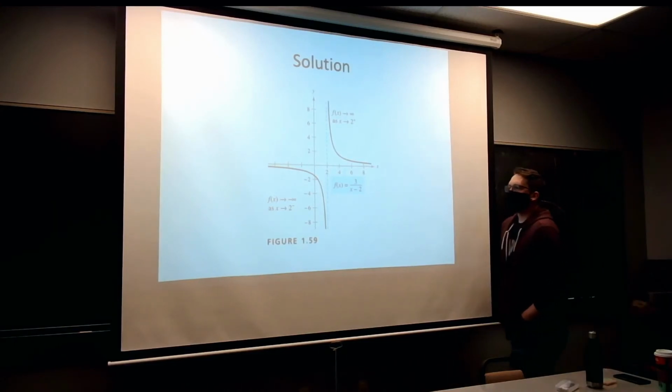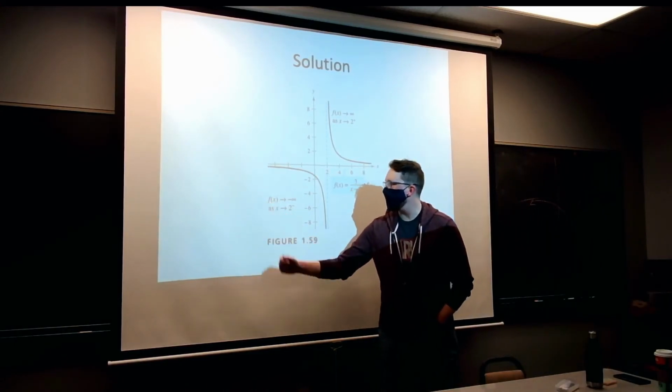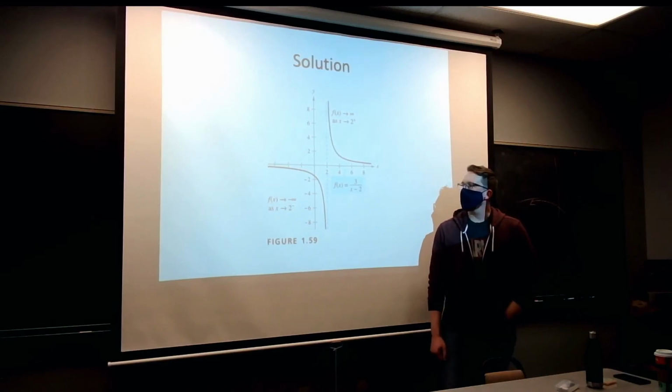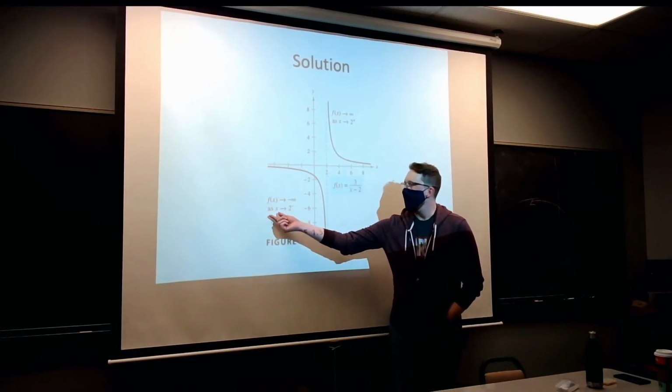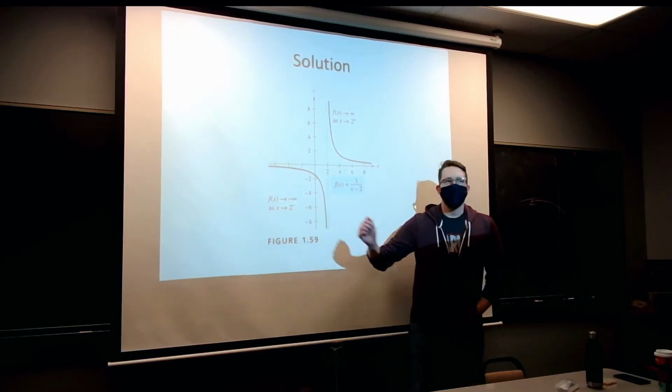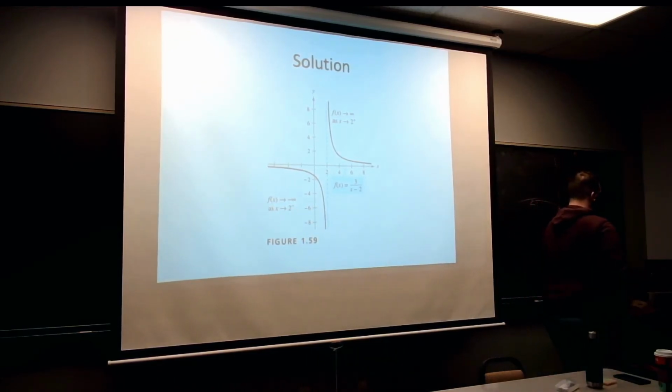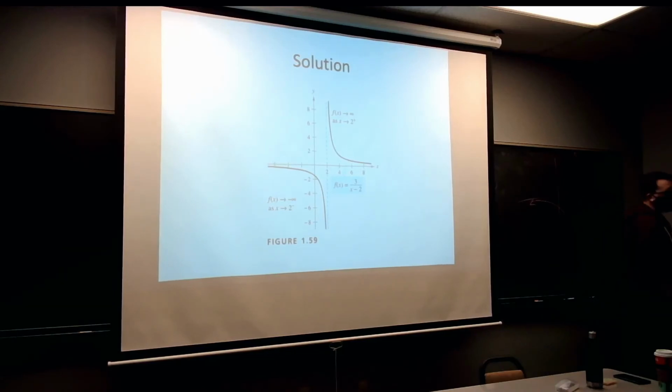Now check out this notation. This notation tells us f of x approaches negative infinity as x approaches 2 from the left. That's what that arrow means, approaches.